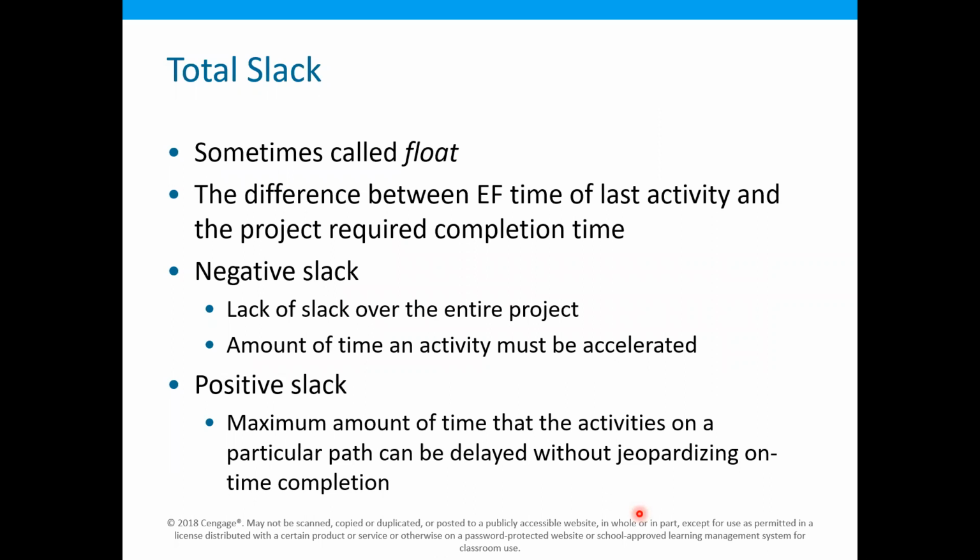And then there is the concept of the total slack. It is also called float in some other books. It can be a negative slack or a positive slack. Negative slack means that there's a lack of slack over the entire project, and the amount of time an activity must be accelerated. And positive slack is the maximum amount of time that the activities on a particular path can be delayed without jeopardizing on-time completion.